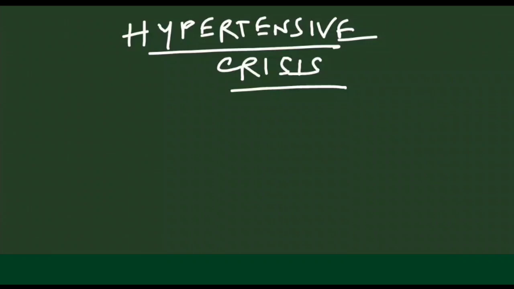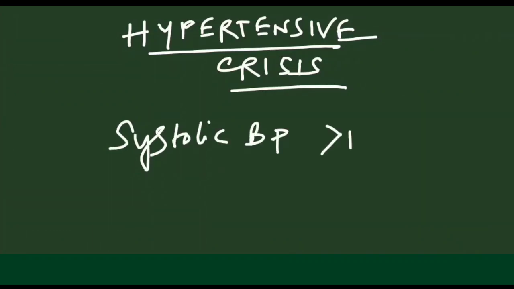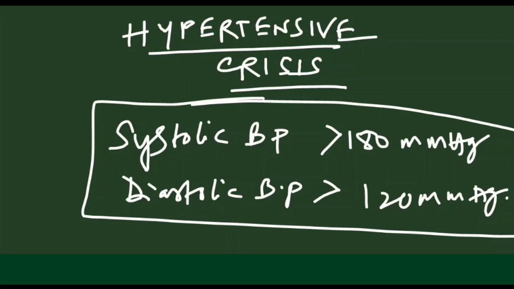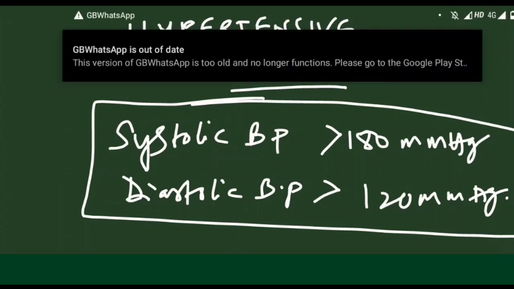Now, what is hypertensive crisis? When the BP is excessively high. What is the value? Now, the value is when the systolic blood pressure is more than 180 millimeter of mercury and the diastolic blood pressure is more than 120 millimeter of mercury. This situation we'll call hypertensive crisis, right? This is a very serious situation. This is a very critical situation, and we have to treat it as soon as possible.